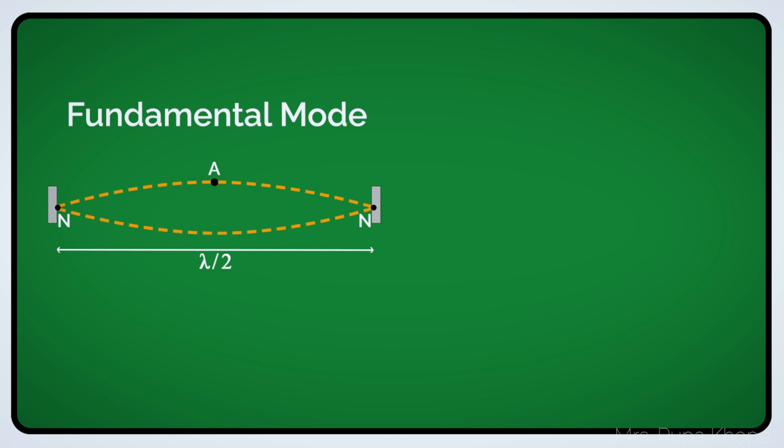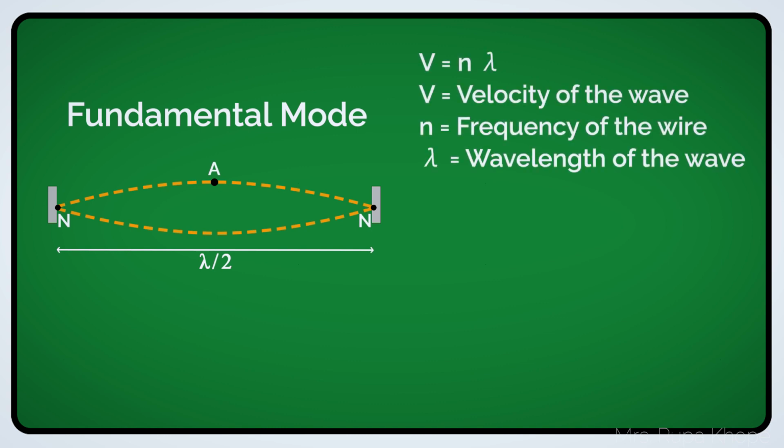So you all know that v is equal to n lambda. Yes or no? So this is my L and this is my lambda by 2. And therefore lambda becomes 2 times the resonating length, 2L. Lambda by 2 is equal to L, and therefore lambda is equal to 2L. So we get the formula v is equal to 2nL.